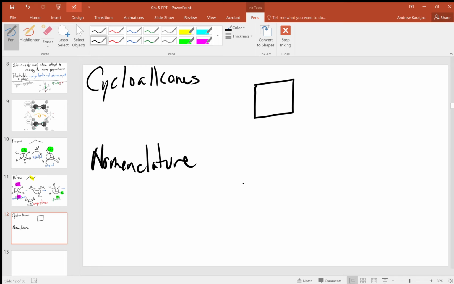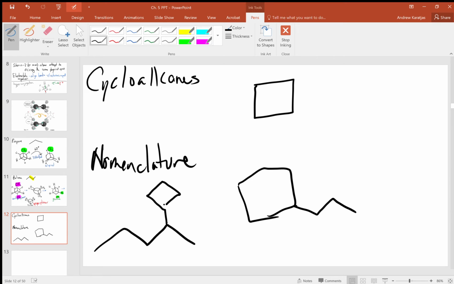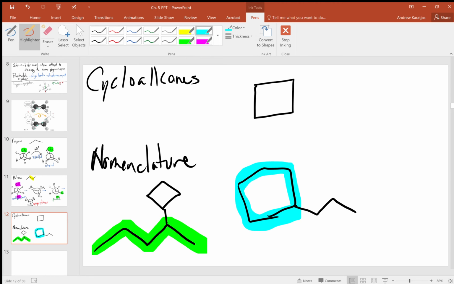Now, one of the challenging things becomes, when is the ring the parent and the chain the substituent? And when is the chain the parent and the ring the substituent? Well, it probably wouldn't surprise you to learn that in a case like the one on the left, given that the straight chain has more carbons than the ring, the straight chain is the parent and the ring is a substituent. And on the right, the ring has more carbons than the chain does, and so the ring is the parent.